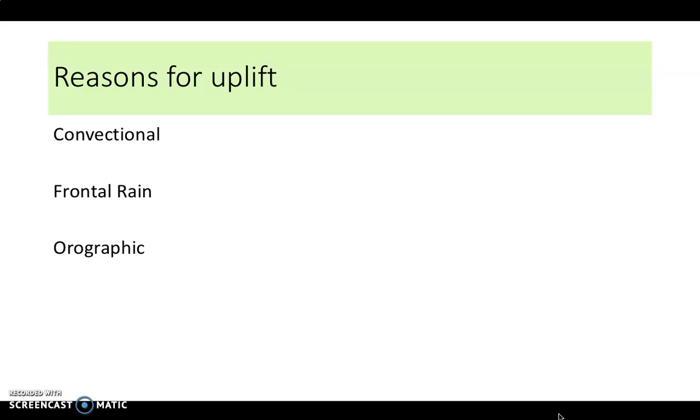These two air masses meet each other and one rises up above the other, and it rises up into the atmosphere. And as it rises up, again it cools, it condenses, and it causes rainfall. And the final one, and this is the one you're probably most familiar with, is orographic rain.